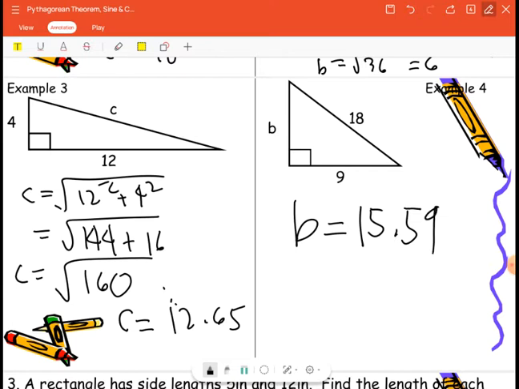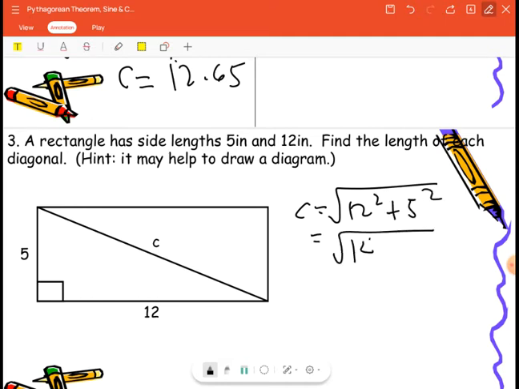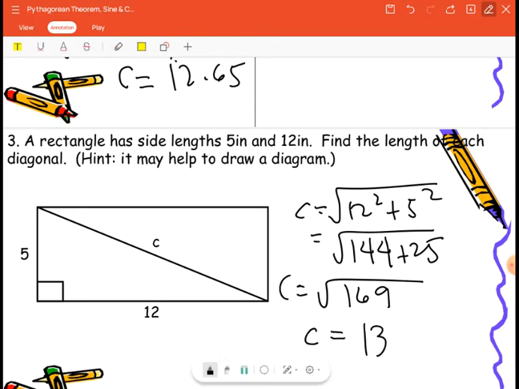15.59. Okay? Next, a rectangle has side lengths 5 inches and 12 inches. Find the length of each diagonal. So, itong hinahanap yung C. So, Pythagorean lang naman yan. So, C is equals to the square root of 12 squared plus 5 squared. That is equals to 144 plus 25, and that is equals to 169. Okay? Therefore, yung ating C natin ay 13.